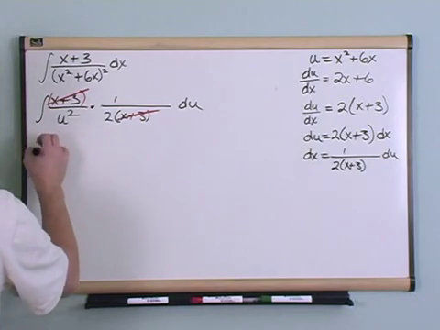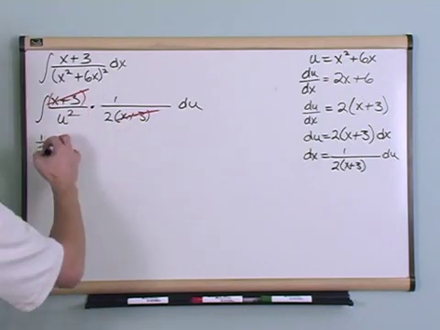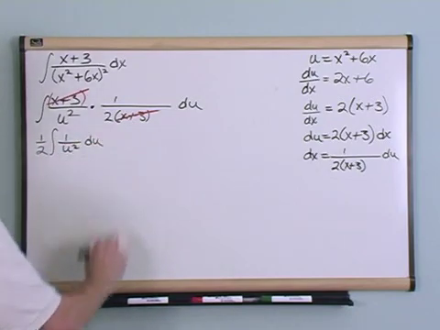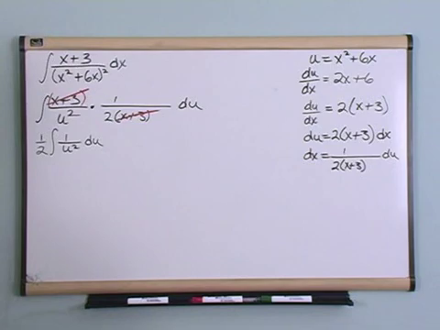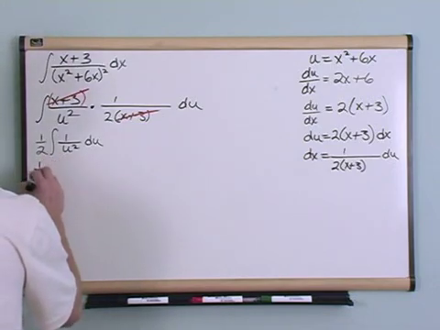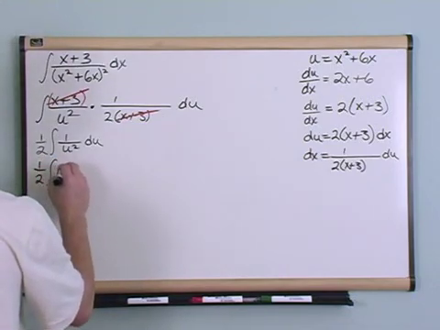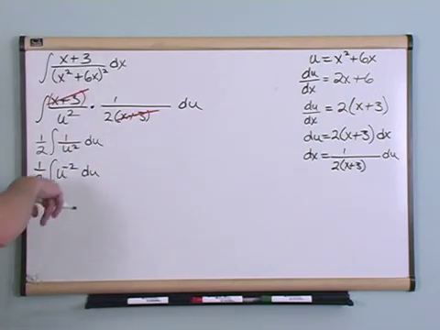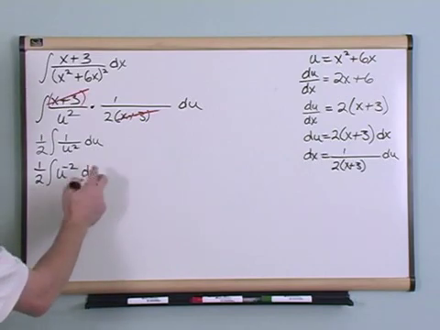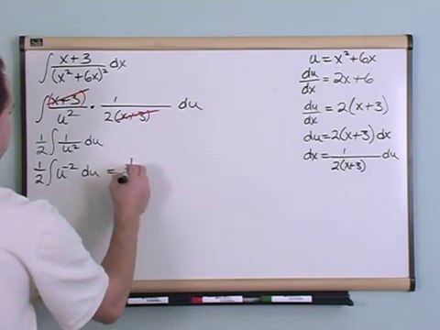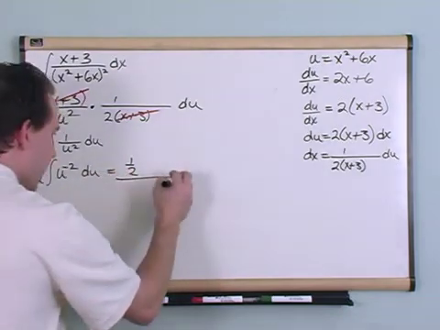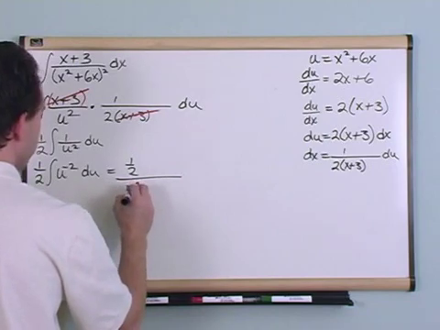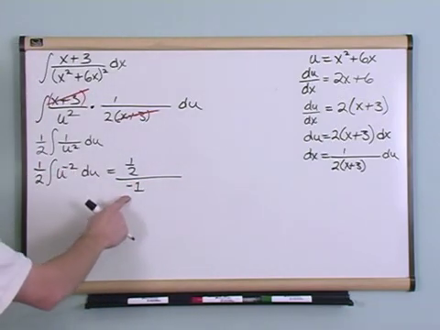Now you'll have 1/2, the 1/2 can come out of the integral, 1 over u squared du, right? And you know how to solve this. We can turn this into a u to the negative 2. We did a lot of problems on how to do that in the previous section. We just moved it up, and now this is a polynomial. So this integral is equal to 1/2, which is what's out front, divided by exponent plus 1. So you're going to have a negative 1. Negative 2 plus 1 is negative 1.